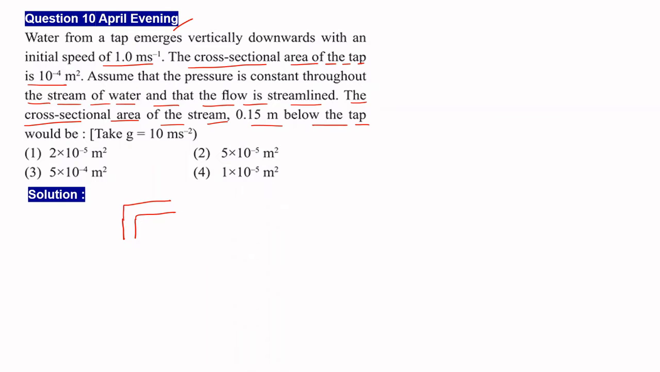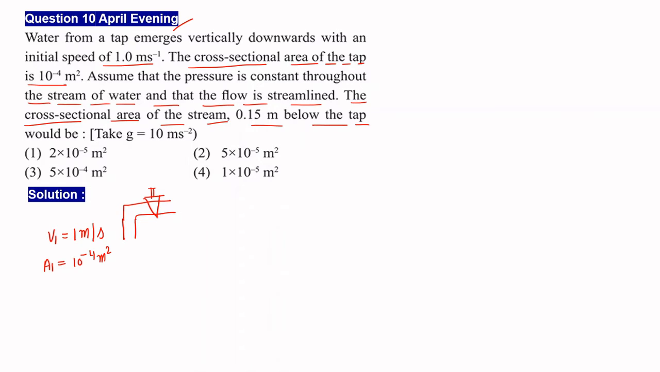Okay, and there's a vertical tap. The initial velocity is given. V1 is given, and V1 is 1 meter per second. The cross-section area of the tap is also given, so A1 is 10 to the power of -4 meter square.